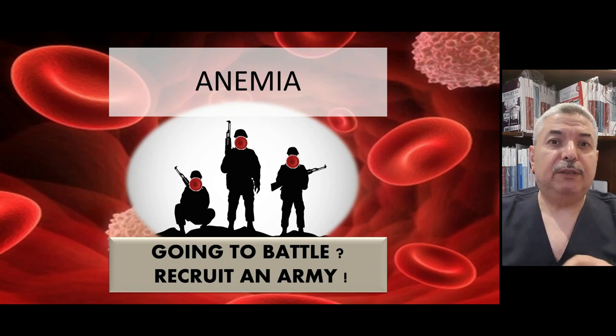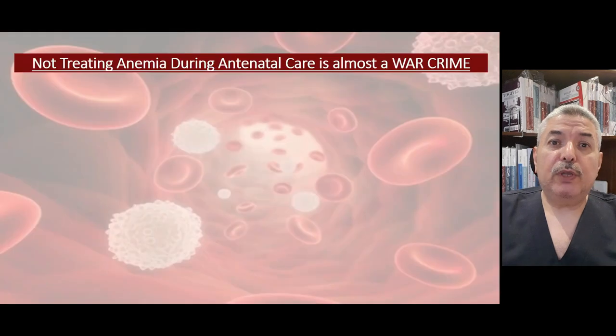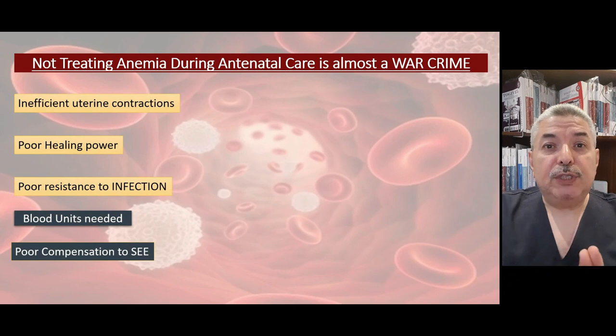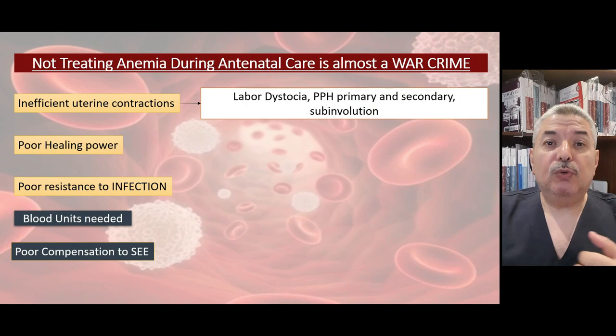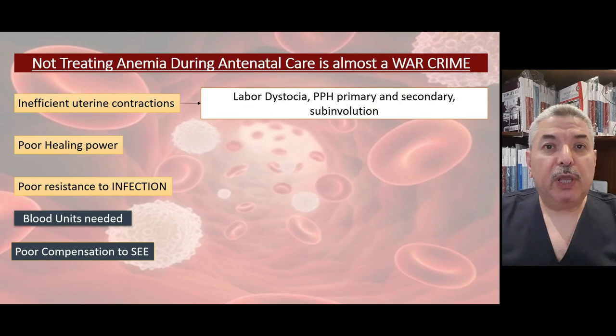always underrated. Anemia is to go into battle without recruiting an army, and to put your patient in jeopardy is a crime of war, because hemoglobin delivers oxygen to tissues. The uterus needs oxygen to contract. If it doesn't contract, you will go into labor dystocia, and prolongation of labor, I said it before, is directly proportional to all maternal and fetal morbidity and mortality.